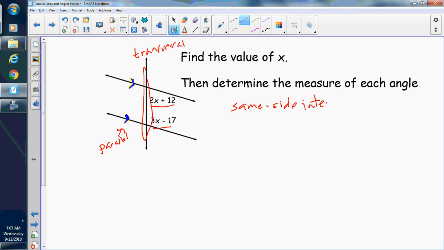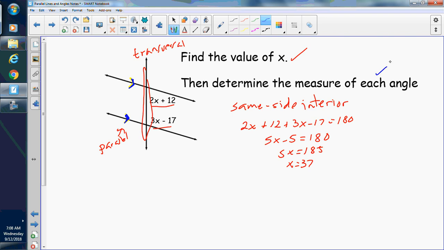And if you look back into your notes, when the lines are parallel and we have a transversal, the same side interior are supplementary. So 2x plus 12 added to 3x minus 17 equals 180. Combine like terms, we have 5x, and 12 minus 17 is negative 5, equals 180. 5x equals 185. X equals 37, I believe. Make sure you check with a calculator. So we found the value of x.